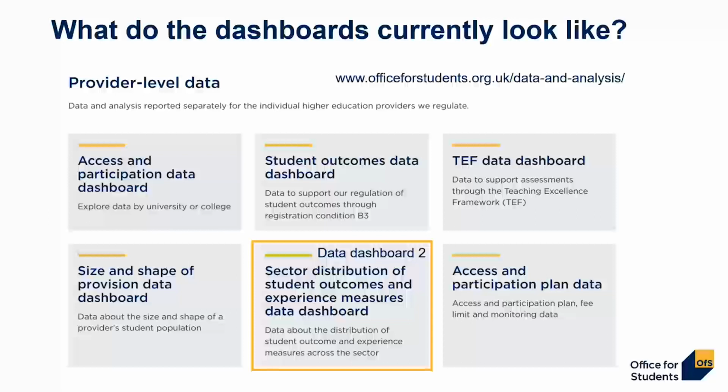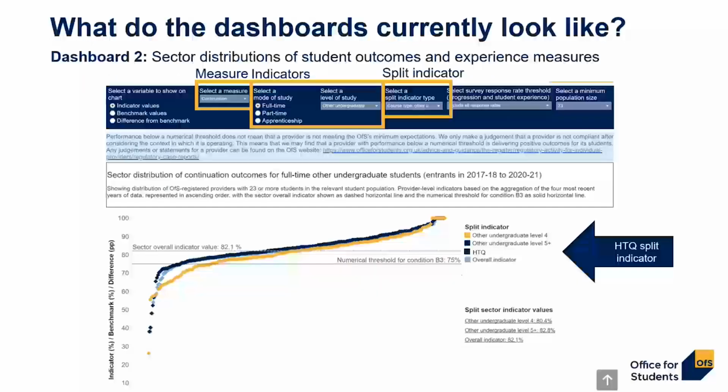We're now going to focus on Data Dashboard 2, Sector Distribution of Student Outcomes and Experience Measures Data Dashboard. Again, this can be accessed by scrolling down our Data and Analysis webpage, and the link is shown on this slide. This dashboard looks different to the student outcomes dashboard, but you can see the measures, indicators, and split indicators here at the top and select the options required from the menus provided. Currently, you cannot see data concerning HTQs, but if we were to adopt this proposal, then the HTQs would appear here.